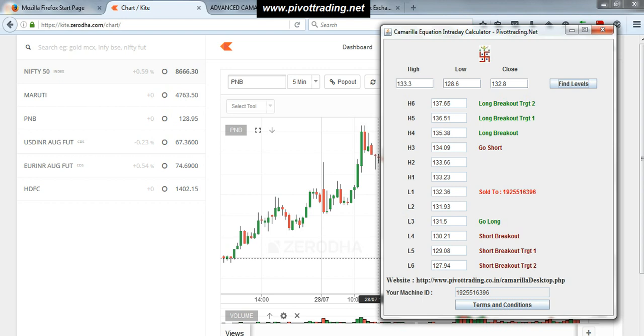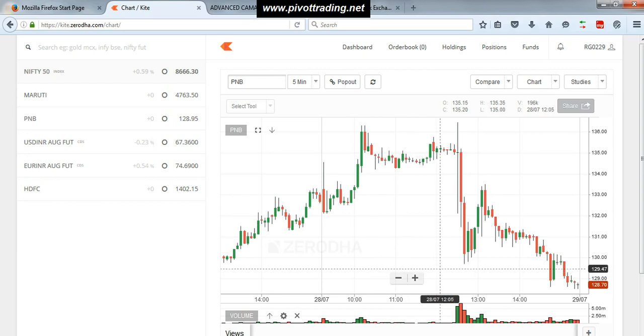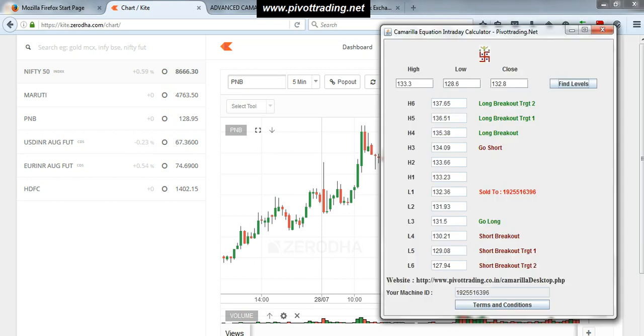Let's see what our targets were. Our targets were L1, L2 and L3 because we shorted at H3. So L1 is 132, L2 is 131, L3 is 131.5. And you can see we went till 130, 129.75. So all our three targets are achieved. Now again, as this particular price was between H3 and L3, we can again buy at L3, that is 131.5.